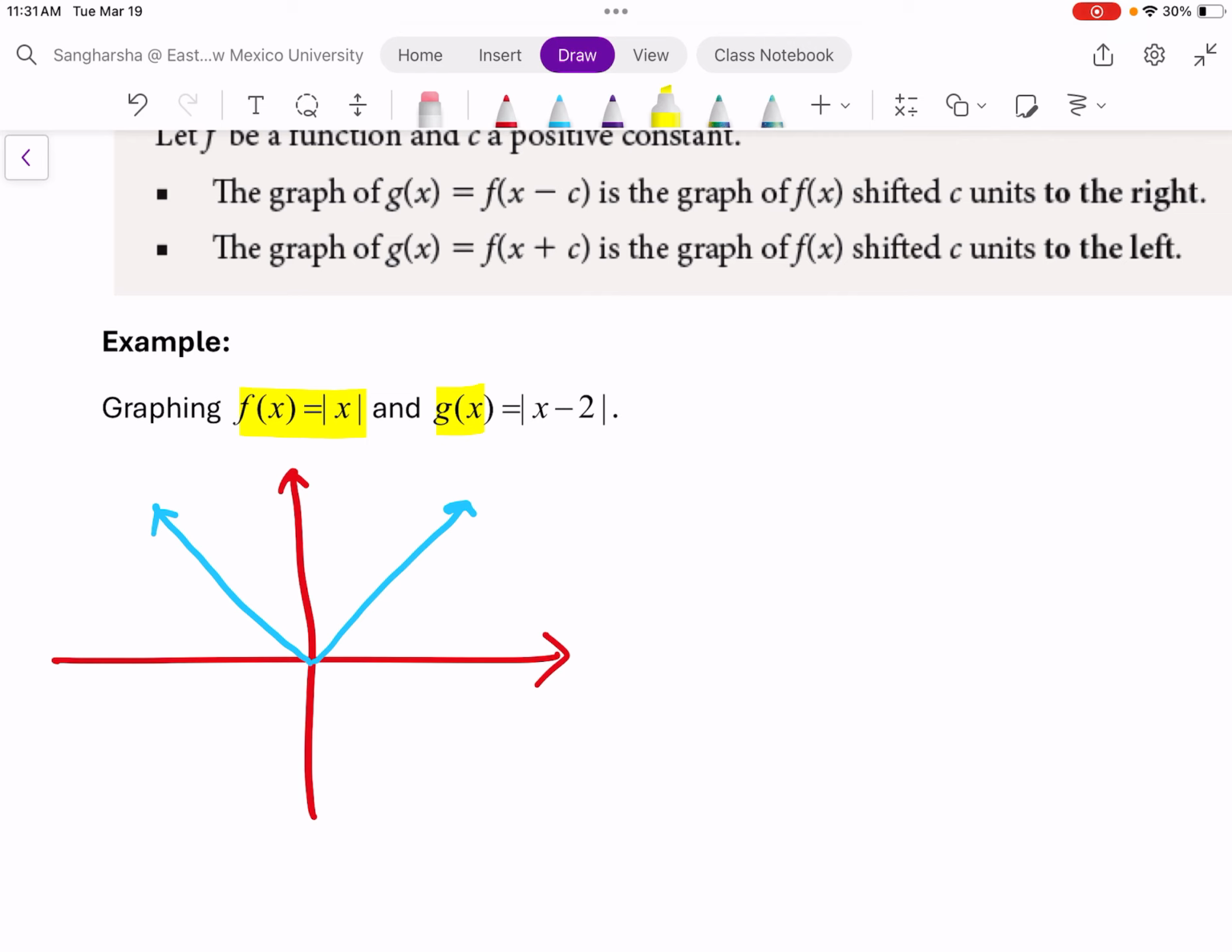Now what is the difference here? Let's find the difference in the output here. We have the absolute value of x, we have absolute value of x minus 2. Now how can we get absolute value of x minus 2 from absolute value of x? What is the difference? Yes. Goes right. Okay, that's correct.